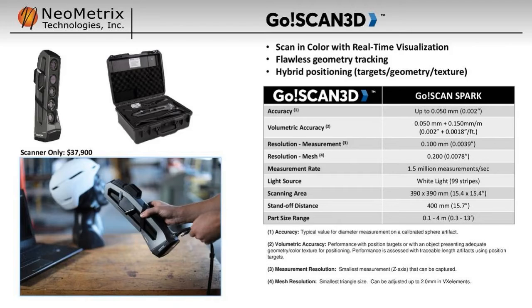The GoSCAN is a totally handheld scanner, with an accuracy of 0.002 of an inch or 50 microns. We take 1.5 million measurements per second, so extremely fast. This is a white light scanner that scans in color, or what we call texture. So we can actually export a textured mesh or a textured OBJ, which is pretty cool. For this type of scanner, it is very, very accurate.